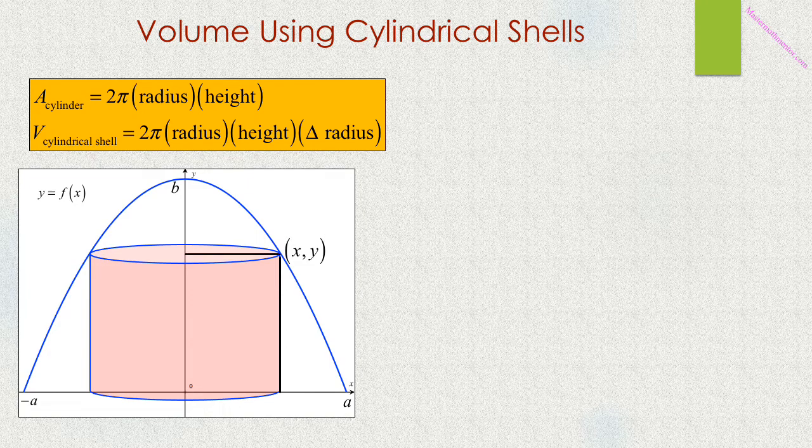Let us call A the lateral surface area of the cylinder. This is the area of the cylinder as we go around it and does not include the top and the bottom. Its formula is A is equal to 2 pi radius times height. So if we take the volume of the cylinder's shell, we now say that that is equal to 2 pi radius height times the change in radius. And the change in radius is simply the thickness of the shell.